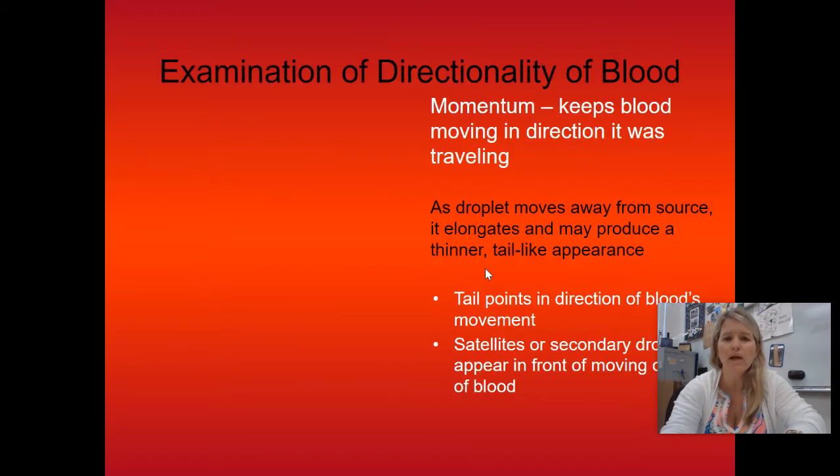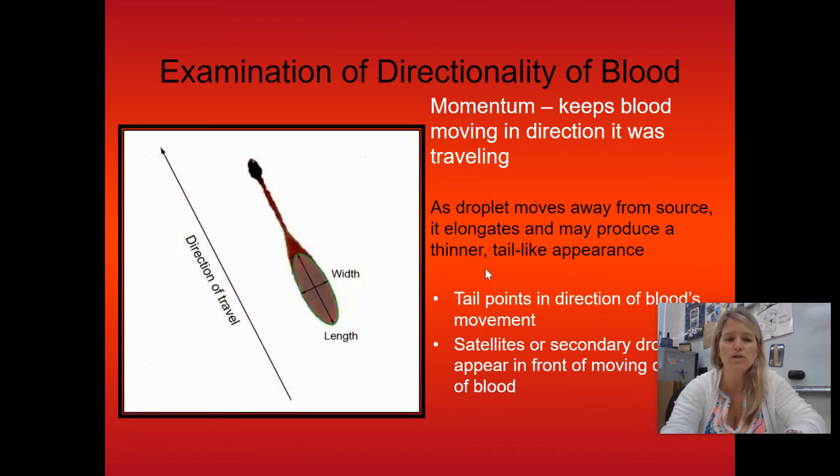Okay, so yeah, because this is the directionality. So look at the picture here. The tail of the actual blood droplet indicates the direction the blood droplet's traveling. Okay, so that's what you need to make sure you know. The tail points in the direction of the blood's movement. That's a huge thing here.